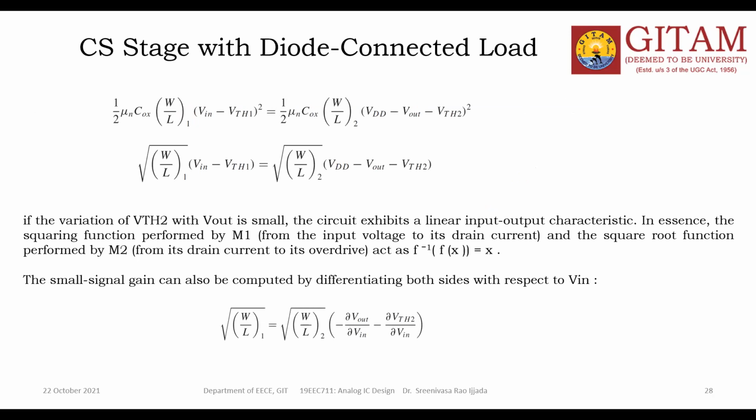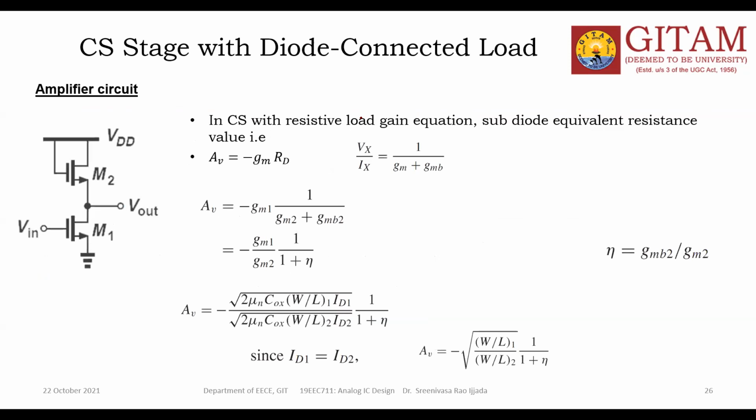See, after this one, you can write the current equation. ID1 is equal to ID2. So the drain current in the first device is equal to the drain current of the second device. ID1, I told you the approximation, since ID1 is equal to ID2.